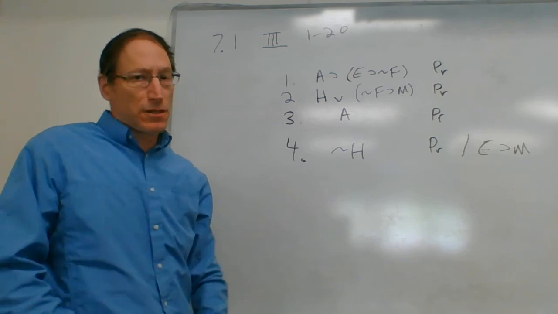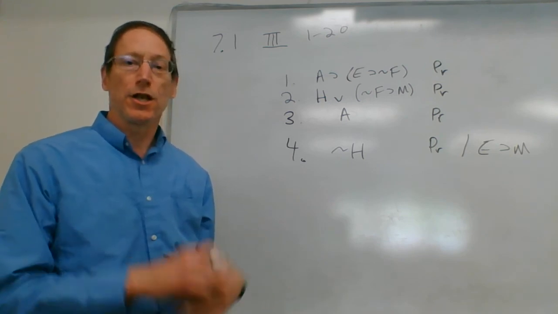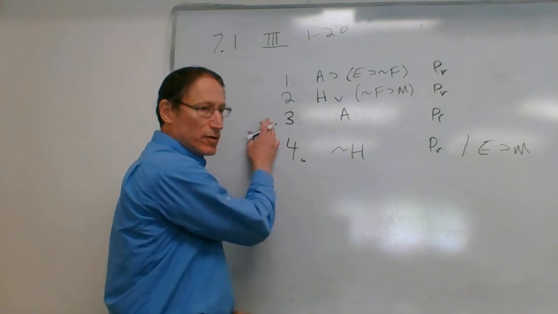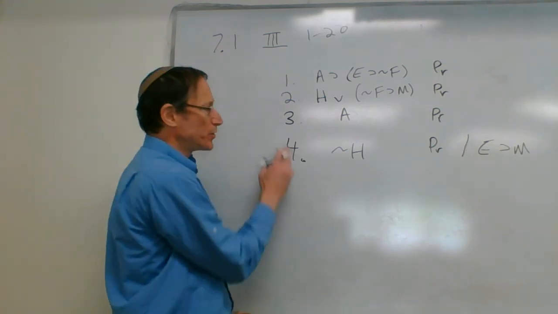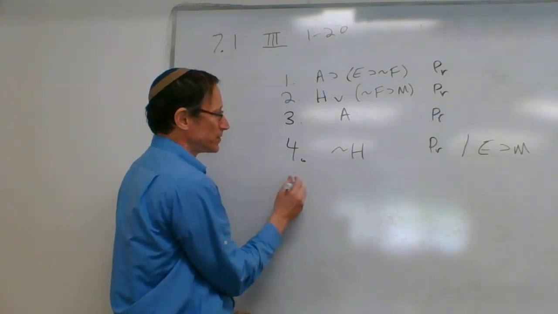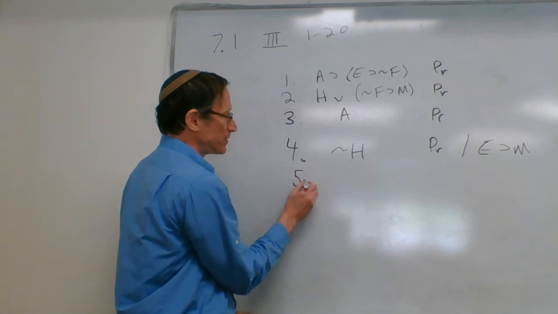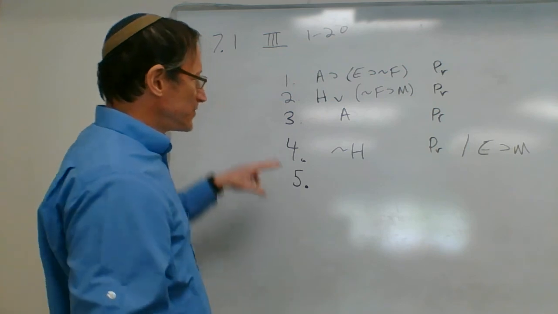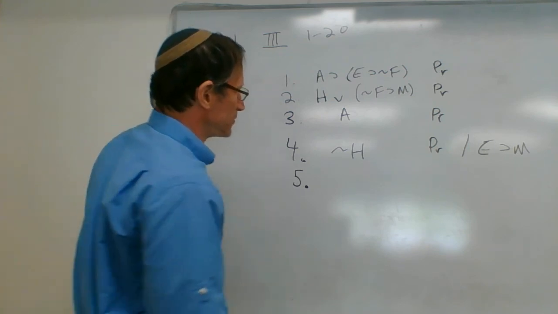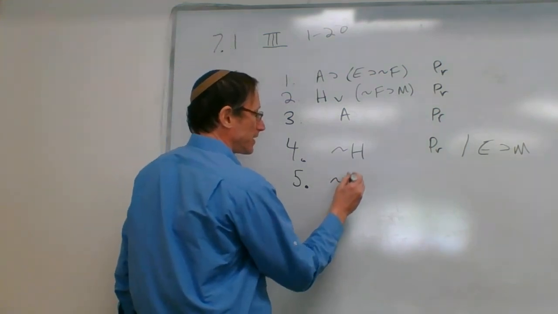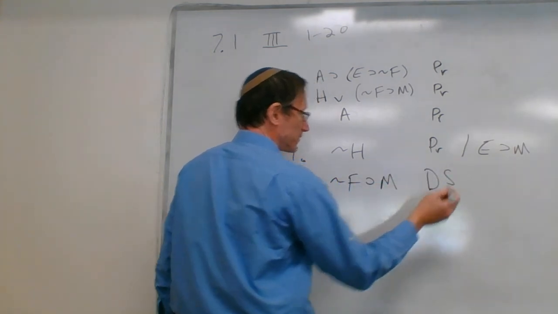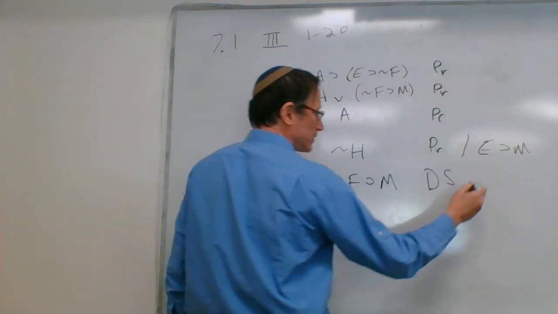In fact, we're going to have to do both. Now, here's a question. Does it matter what order you do this in? No, it does not. It doesn't matter whether you do the modus ponens first or you do the disjunctive syllogism first. So I'm going to say like this. I feel like doing disjunctive syllogism first. So I'm going to do 2 and 4 disjunctive syllogism. I get not F horseshoe M by a DS, disjunctive syllogism on 2 and 4.